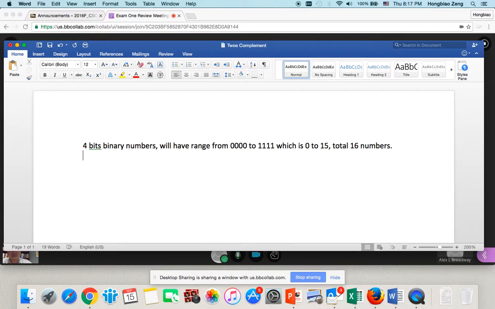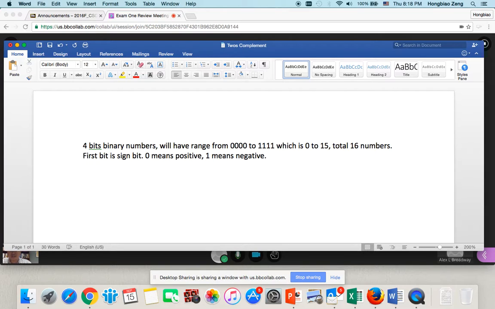So scientists found a new way to represent numbers, a new system. This new system uses the first bit to represent the sign. So the first bit is the sign bit. If the first bit is 0, it means positive; 1 means negative. So in this case, with 4 bits, what can you represent? Let us see what happens.